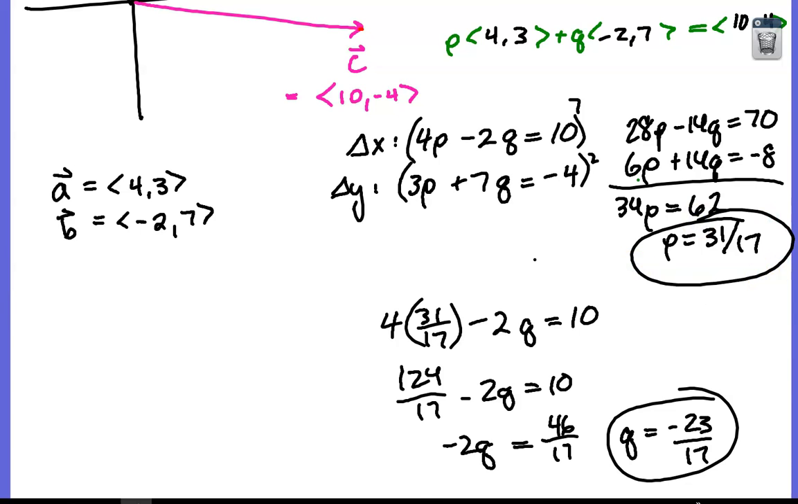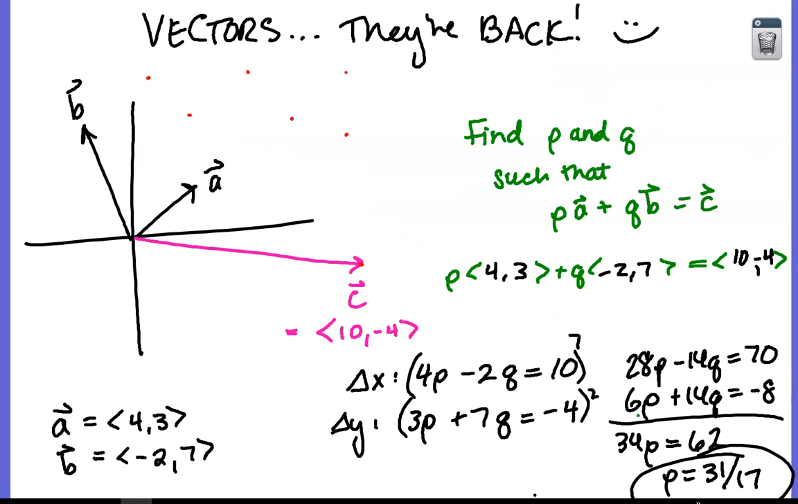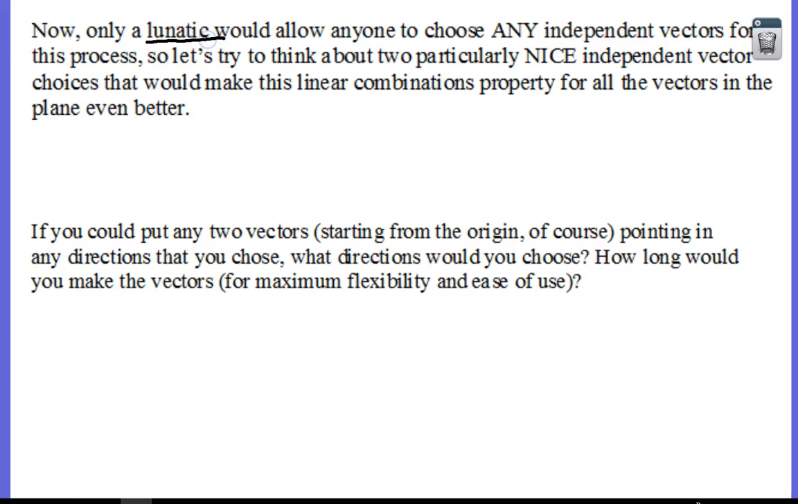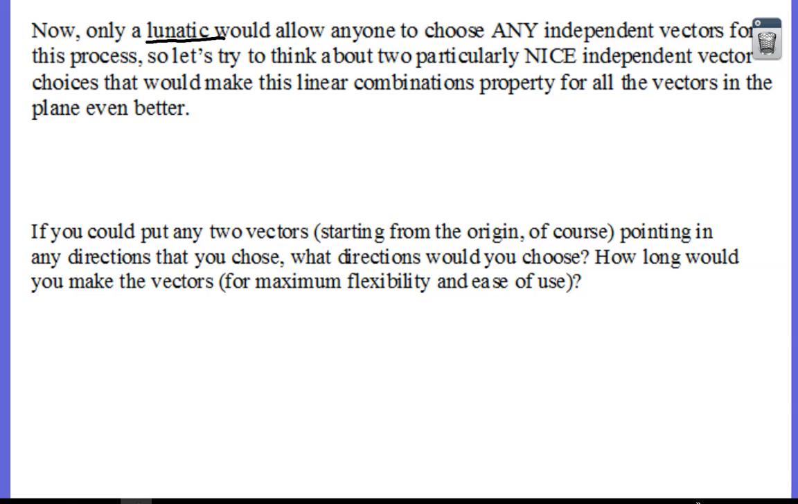Okay. So that's what we talked about at the end last time, these vectors and being able to add them. Only a lunatic would choose any independent vectors if you wanted to be able to move in space. Because for example, A and B, clearly it's not nice to move. I had to make them very weird things to get to C. So can you think of two vectors that I could add together? You could pick any vectors that you want. If you could put any two vectors to start, how would you make the vectors originally so that it would be easiest to add them and end up somewhere in space?